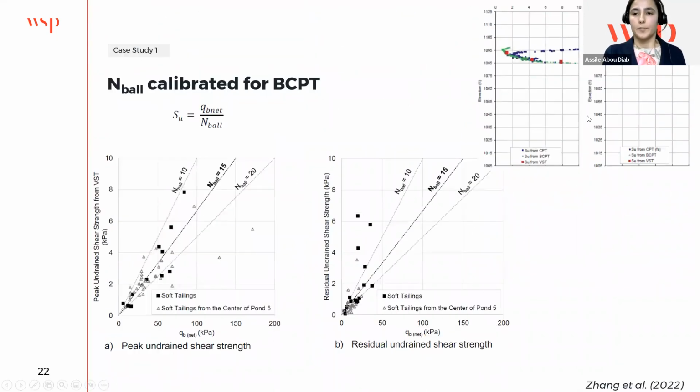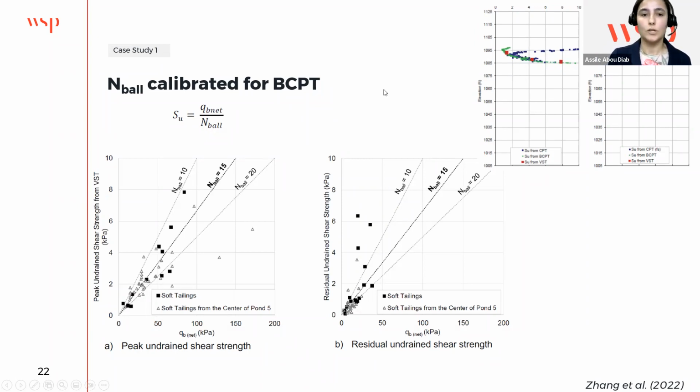Here showing the undrained shear strength of the tailings. So we have the peak and the residual. We are showing in blue the CPT, in green the volt CPT, and the red are the vein shear test, and we can see that they all plot nicely together, they match. But here there is a step in between.